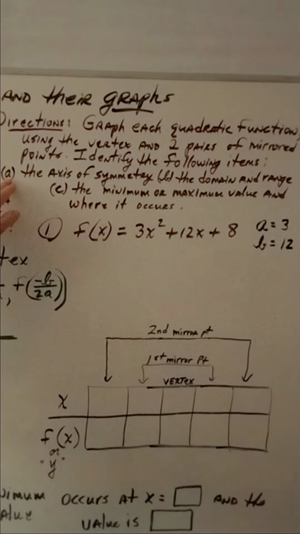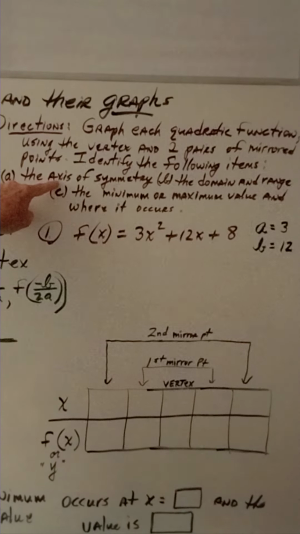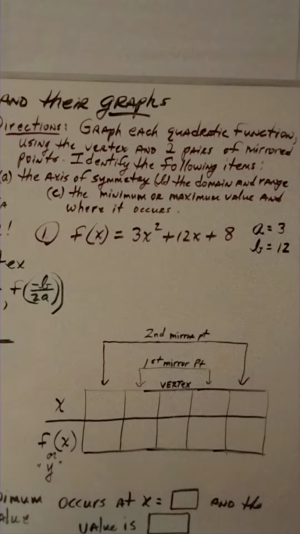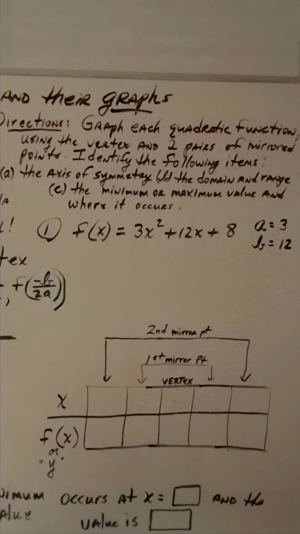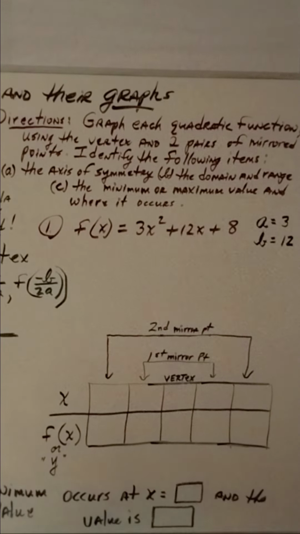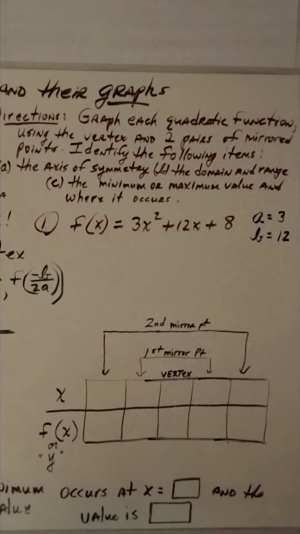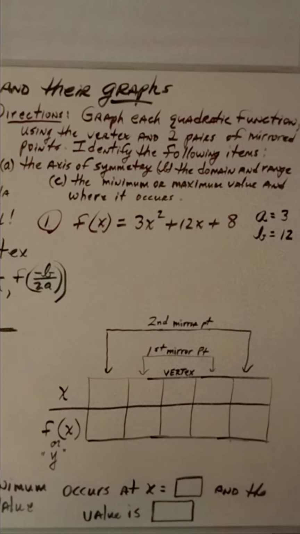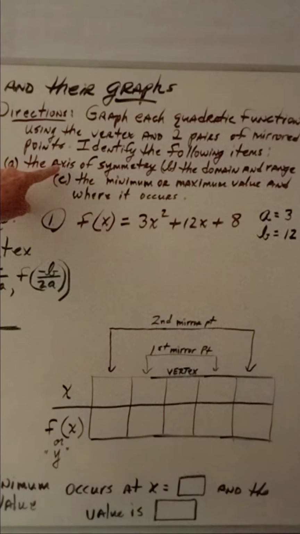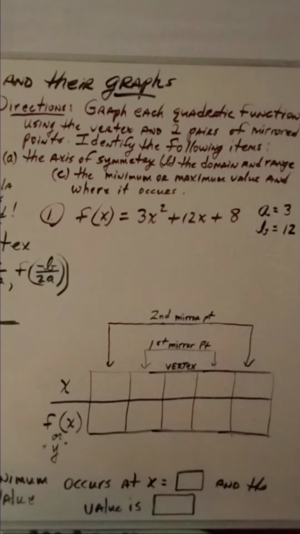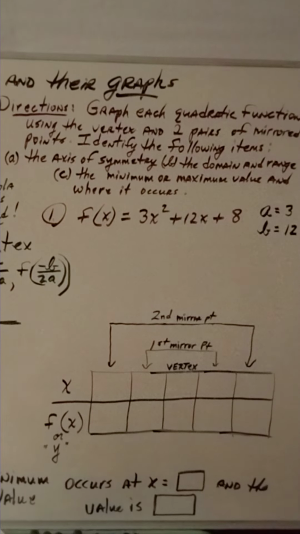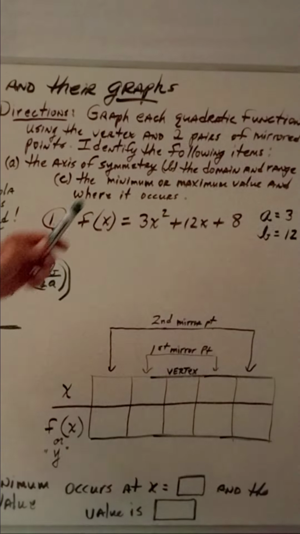And then once the graph is done, we're going to identify the following items. Letter A, we're going to identify the axis of symmetry. That from the first video was the imaginary vertical line, the dotted vertical line that passes through the vertex and cuts the parabola exactly in half. We're going to identify the axis of symmetry and give you the definition of how that axis of symmetry is going to be identified.